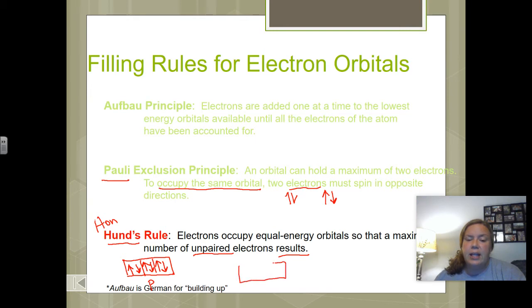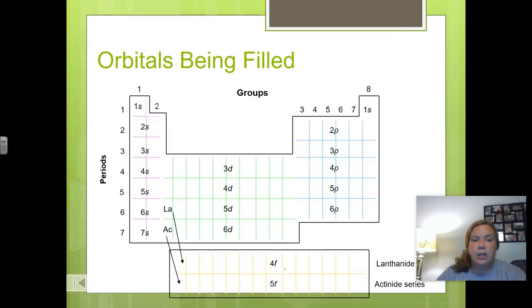And so again, just looking at this, the way that I remember this is mama feeds all her Huns first before anyone gets seconds. So everybody got a peanut butter and jelly sandwich first before anybody got seconds. So that's how we fill in electron orbitals.